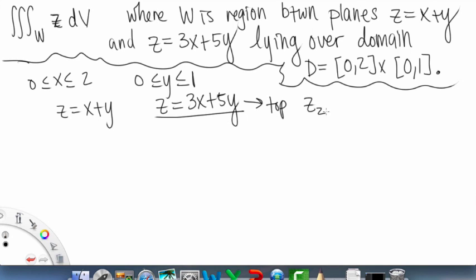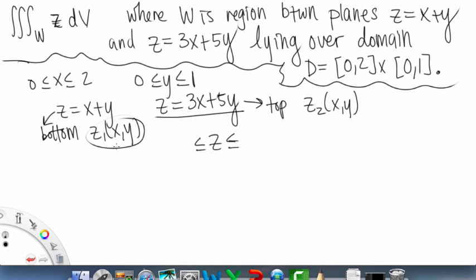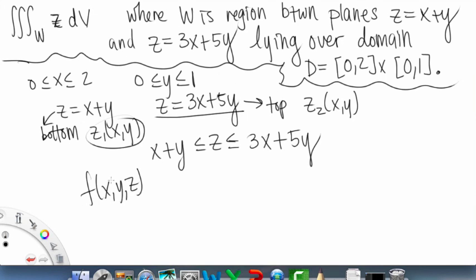I'm going to call that z2 of x comma y. And this one has to be on the bottom, so this is our z1 of x and y. So our bounds for z explicitly: the bottom one is x plus y, I'm just plugging in the formulas for the planes, and on the top we have 3x plus 5y. Okay, so now we have our bounds, and we know that f of x comma y comma z is z, because we got that from the problem. Now we can just plug everything in and solve from there. I'll set it up here, and then we'll continue on to the next slide.